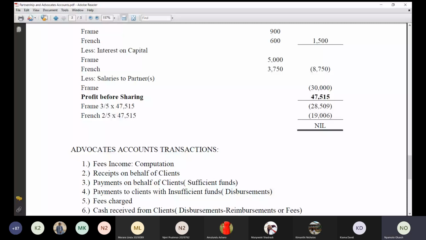So I once again reiterate that this is not to be taken to mean that these things are not supposed to balance. No, accounts must be balanced. But for purposes of the exam, you are competing against time. So pick what you can pick and go.